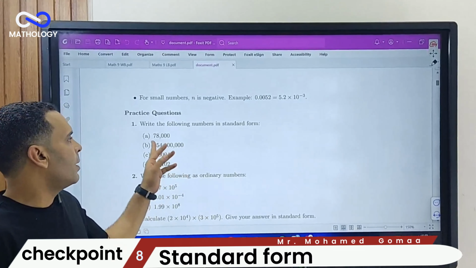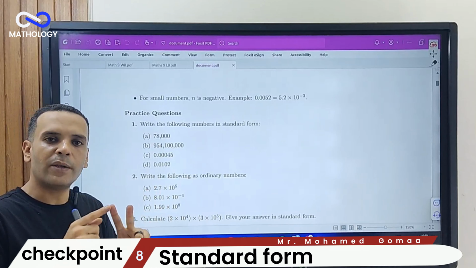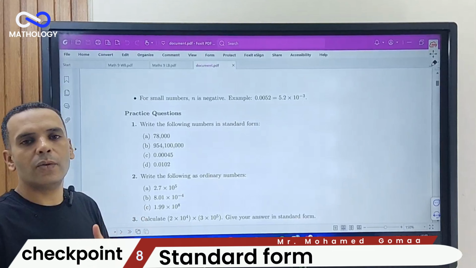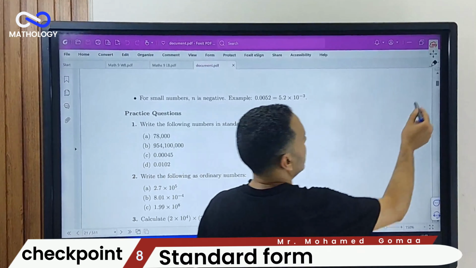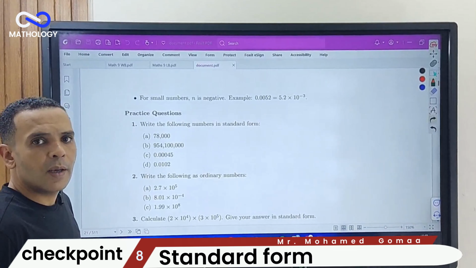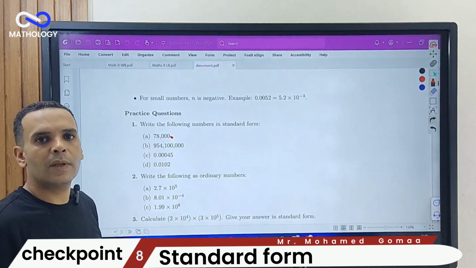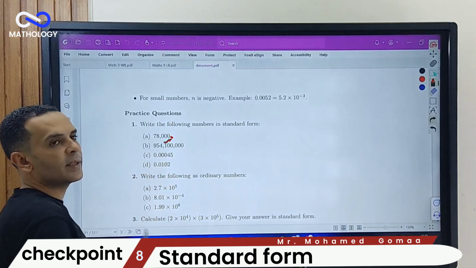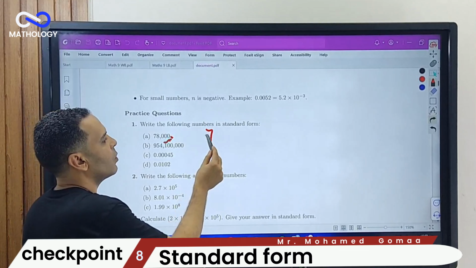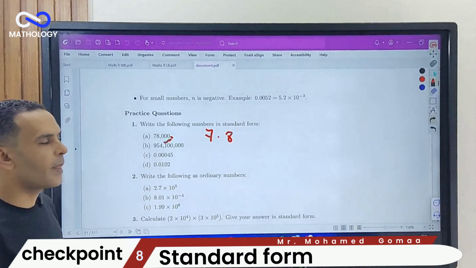No. To write the number in standard form, you have to get two factors: a factor between 1 and 10, and the second factor, 10 raised to any power. To get a number between 1 and 10 from this number, where is the decimal point? If you don't see the decimal point, it is on the right. Move the decimal point to put it between 7 and 8. Why between 7 and 8? To get a number between 1 and 10. It will be 7.8, okay?